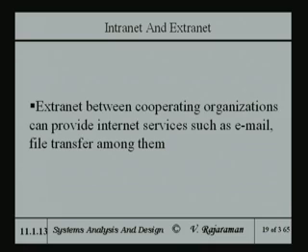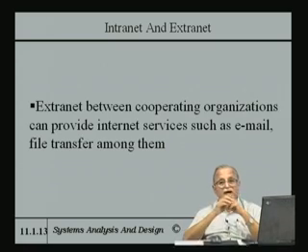So all these need to be connected together to be able to function smoothly as an overall structure, from the supplier to the manufacturer to the showrooms and consumers and so on. So they are cooperating companies, and they connect together and allow access to certain types of files, and that's called an extranet. An extranet between cooperative organizations can provide internet services between them.